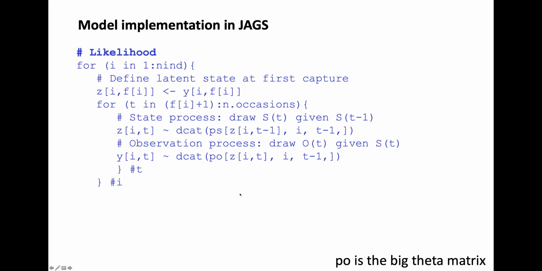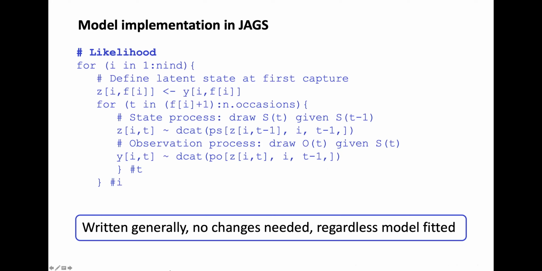So how do we build these matrices? Oops, sorry. And again, it's the same idea as in the Cormack-Jolly-Seber model. You go through the individual and time, and you write your parameters, your matrix of parameters here, PS and PO, as generally as possible. So they are individual and time dependent. Okay, these matrices, PS. So we have 4 dimensions.